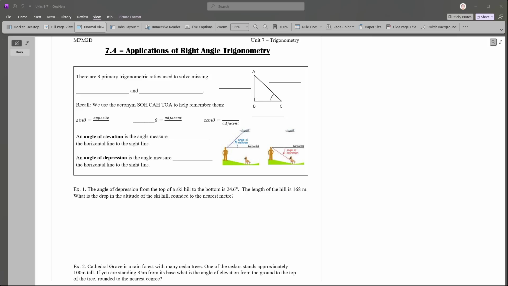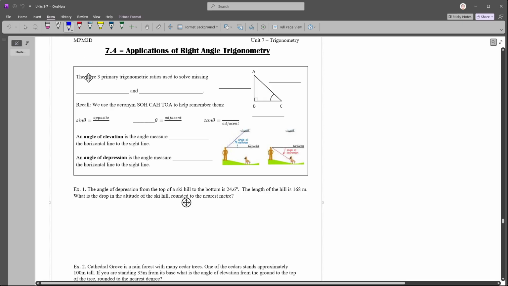So now we know all the ins and outs of calculating angles and sides using the primary trig ratios. Let's start applying these to some word problems. Let's do a quick review first so we make sure that we all have everything under control. We remember exactly what we're supposed to remember.